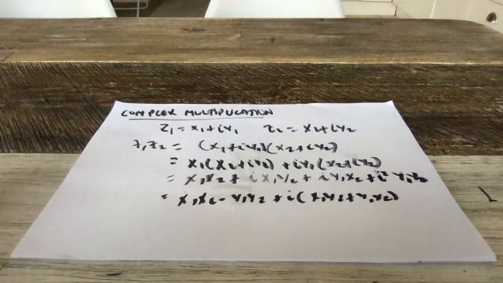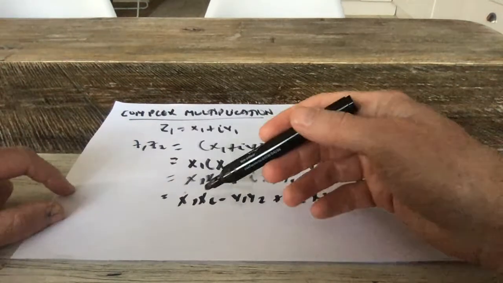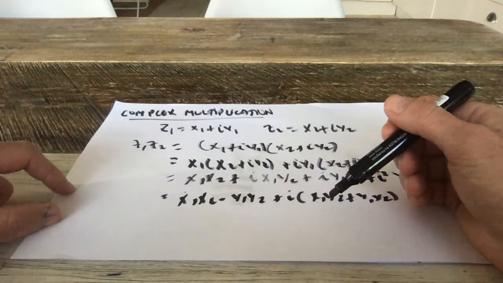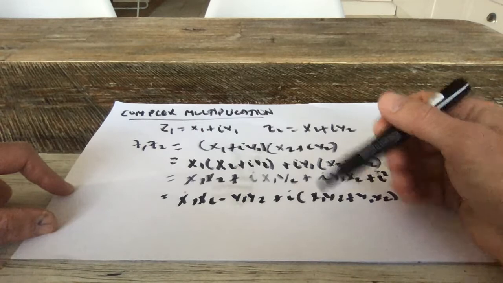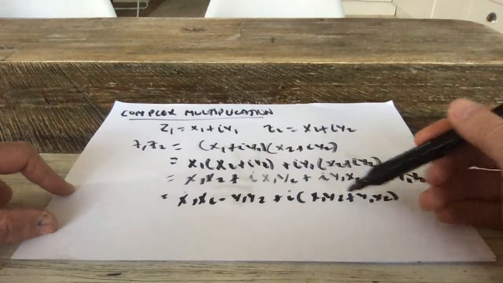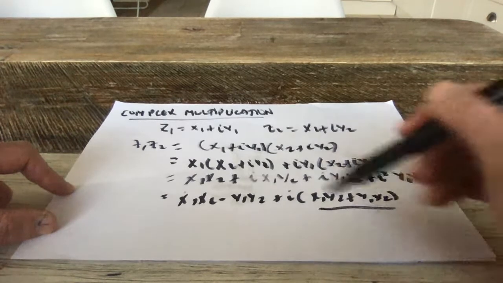And then if you want to get the conjugate of z1 z2, it's exactly the same with this plus changed to a minus. If you want the real part of z1 multiplied by z2, it's just x1 x2 minus y1 y2. And if you want the imaginary part, it's just this bit. Okay, so that's what it is.